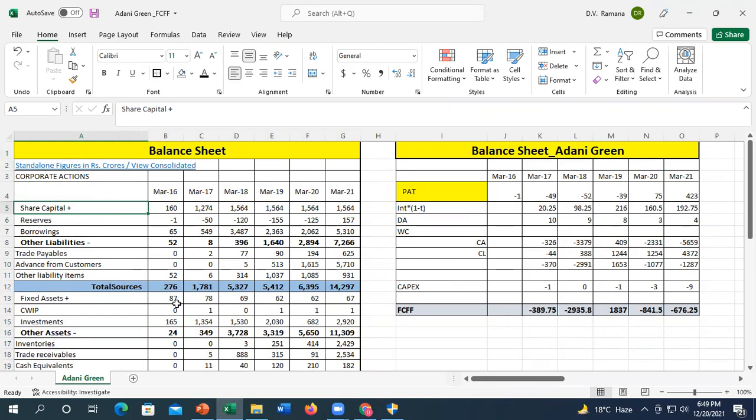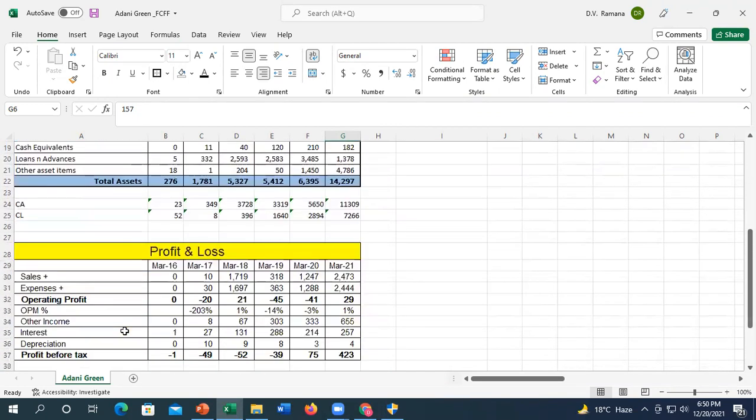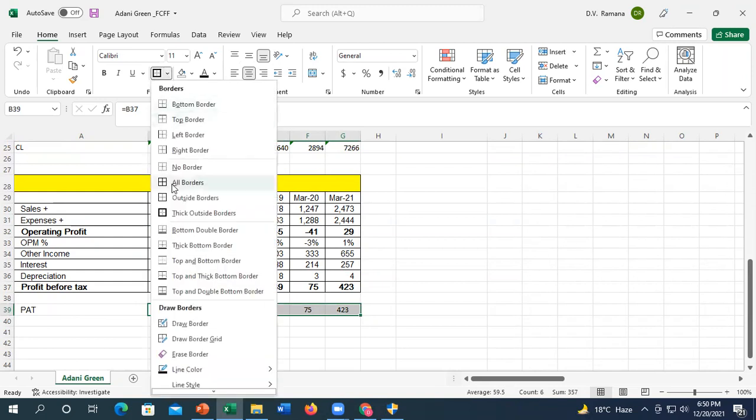So they have a balance sheet. We can see that the reserves was negative 1 crore, and has become positive 157 crore during this period, mostly because of the issue of shares. Their assets, the investments, have been going up, and so we'll see the profit. The profits of the company, PAT, have been negative for quite some time and have become positive in recent years.